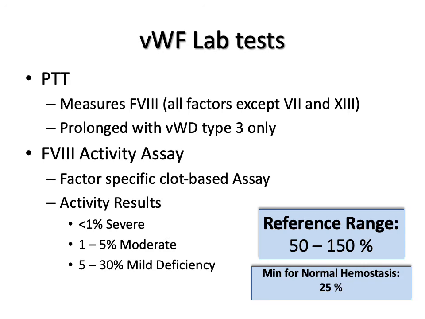The PTT measures all factors except 7 and 13, so it is the test that measures factor VIII. The PTT may be prolonged due to a problem with factor VIII or in the carrier molecule von Willebrand factor. Factor VIII activity is a factor VIII specific clot-based assay. The PTT is determined using factor-depleted platelet-poor plasma. For example, factor VIII depleted platelet-poor plasma for the factor VIII assay.